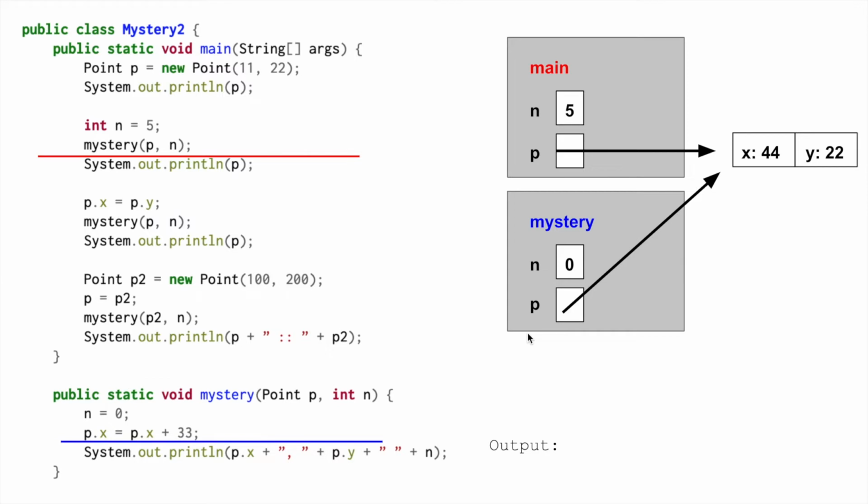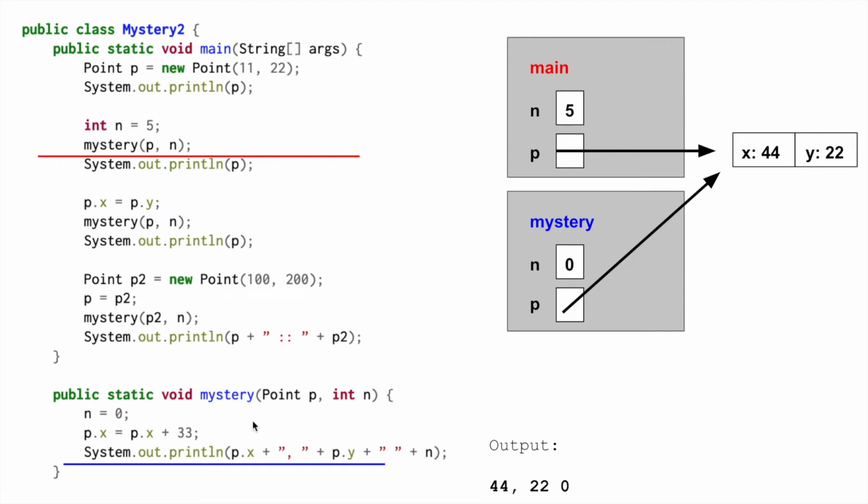On the second line of mystery, I'm going to do p.x equals p.x plus 33. What's going on there? Well, mystery is going to look at its p variable, because it's the only one it can see. It's going to follow this pointer, or this arrow, because it's a reference type variable, and arrive at this object. And then once I have this object, I'm going to increase its x value by 33, so it goes from 11 to 44 now.